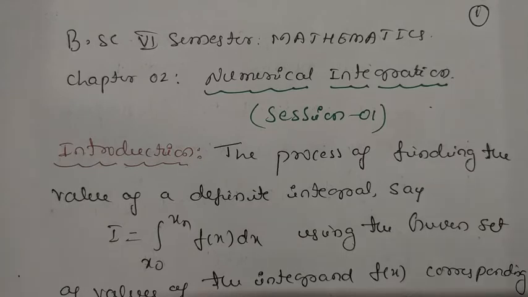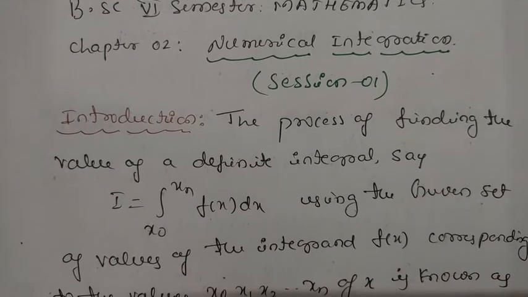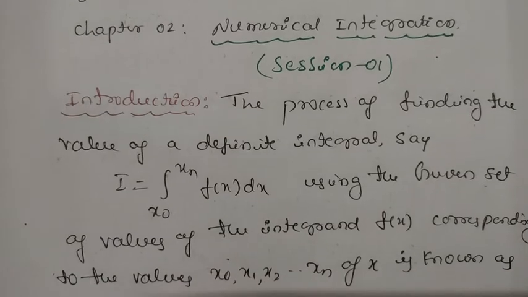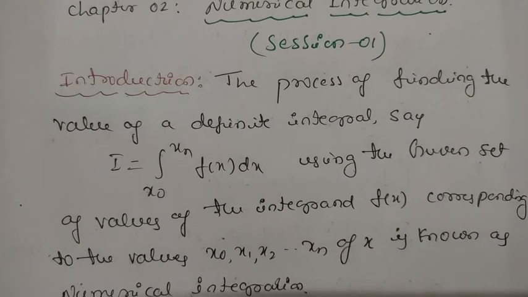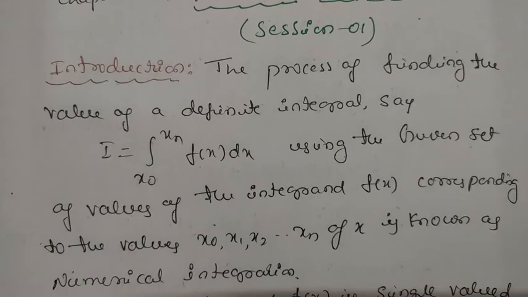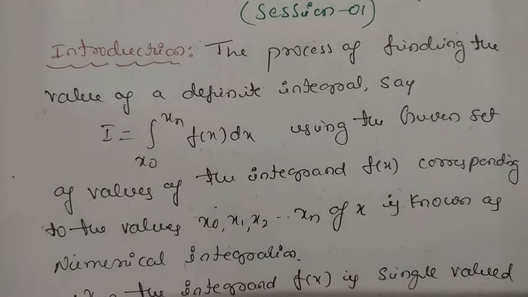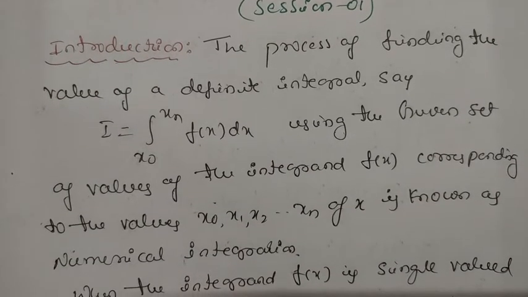The process of finding the value of a definite integral, say I equals the integral from x0 to xn of f of x dx, using the given set of values of the integrand f of x corresponding to the values x0, x1, x2, etc. up to xn of x, is known as numerical integration.